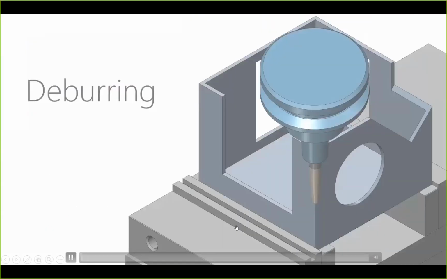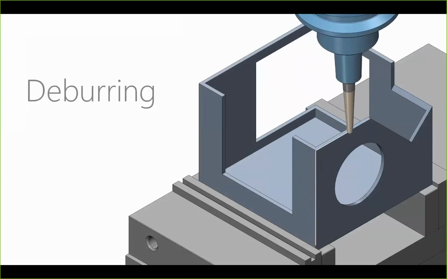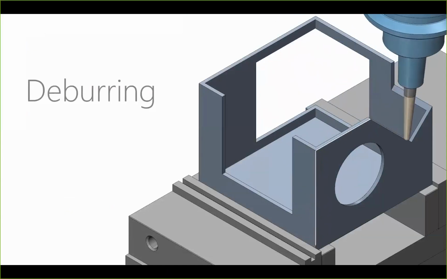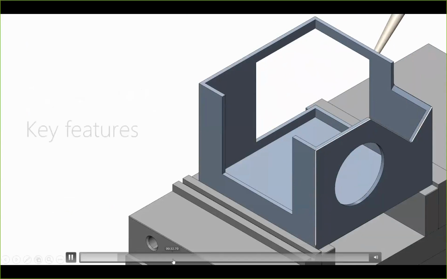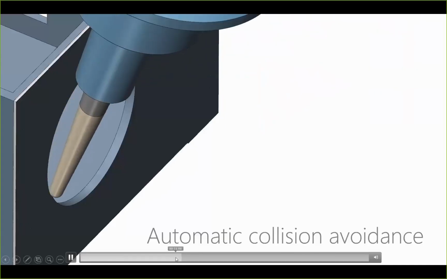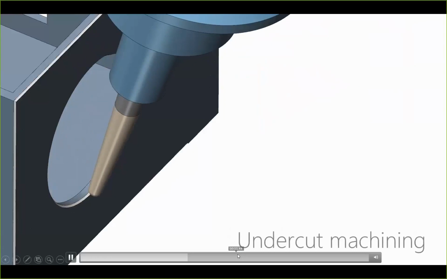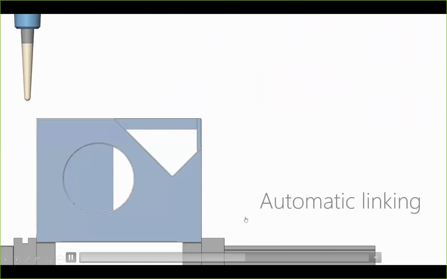So here is an example. The deburring will go on the geometry. It can be, as I said, 3-axis or 4, 5-axis. Here we see a 5-axis deburring of some outer geometry, and here of some inner geometry.